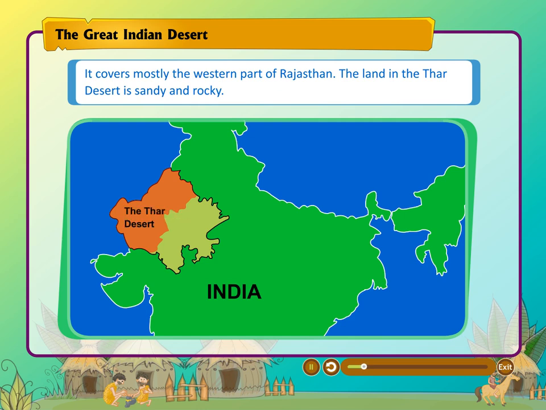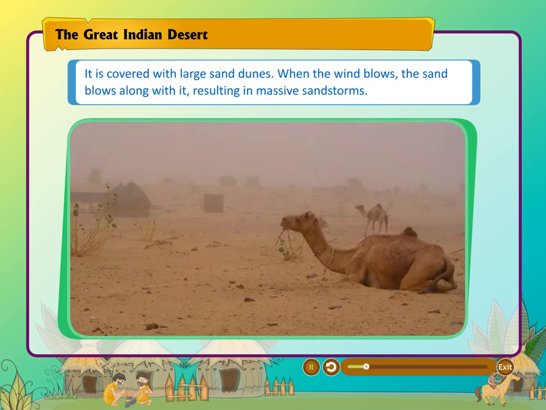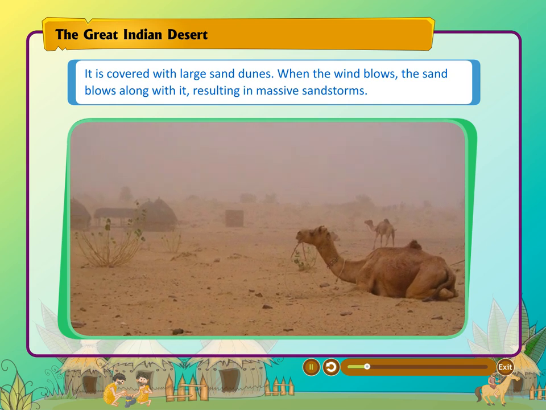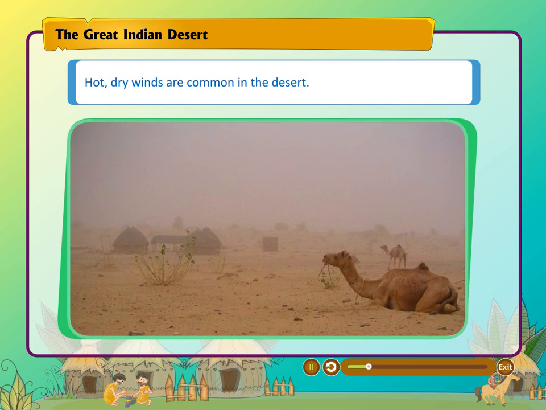The land in the Thar Desert is sandy and rocky. It is covered with large sand dunes. When the wind blows, the sand blows along with it, resulting in massive sandstorms. Hot, dry winds are common in the desert.